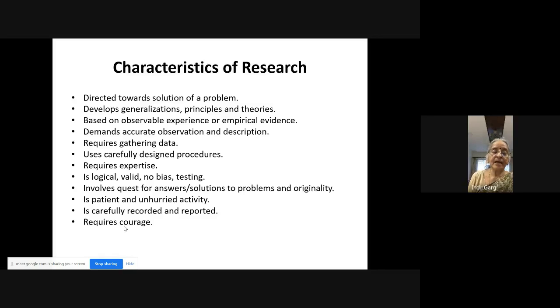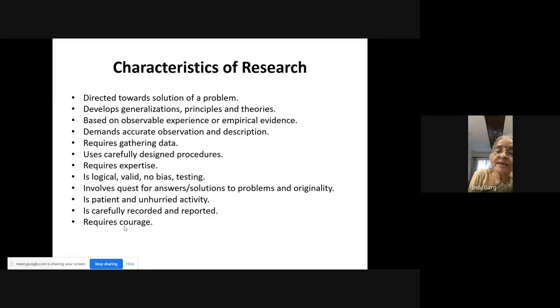When Meenal will be presenting her research, you will get more and more examples on this. I'll leave it for that time. All right. Then research is based on observations, observable experience, empirical experience. Nothing based in the air. You have to have the facts in front of you. And there should be accurate observation, and it should be properly described.